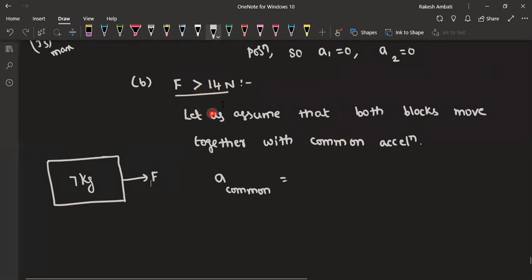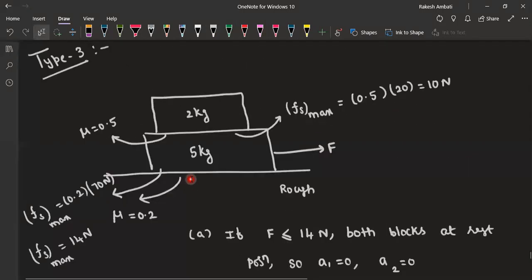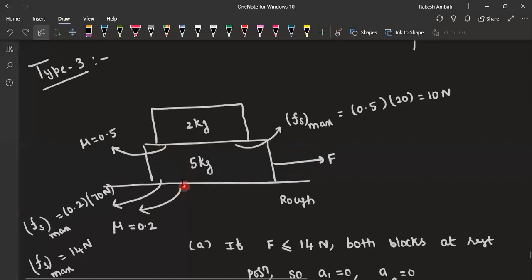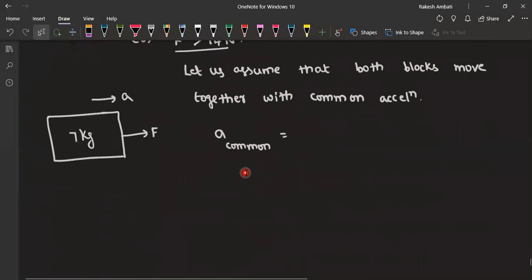This F value is greater than 14 Newton, and they are moving together with the same acceleration. But on this 7 kg single block, there is friction. Which friction? Ground wala, the friction between the ground and the block. So therefore, it is 14 Newtons. Now you please answer finally.